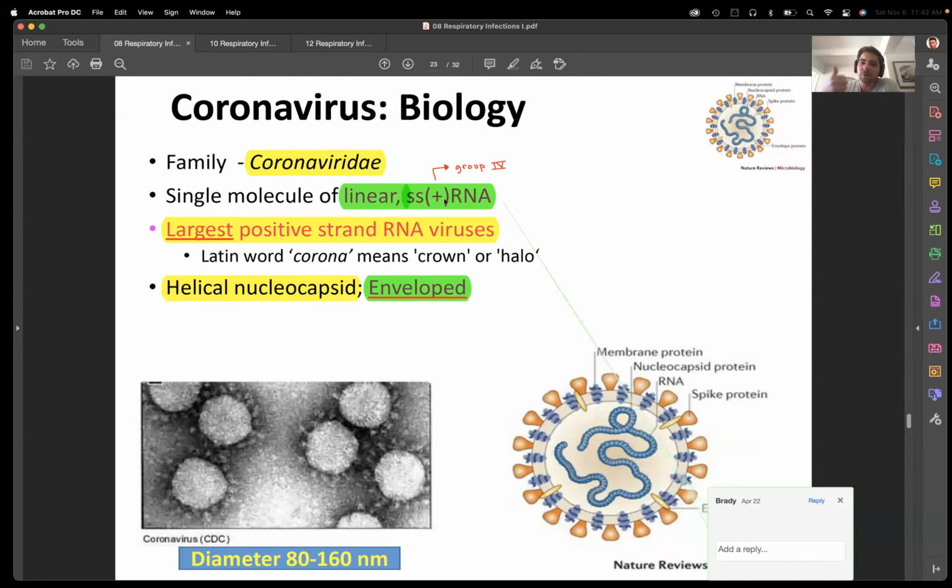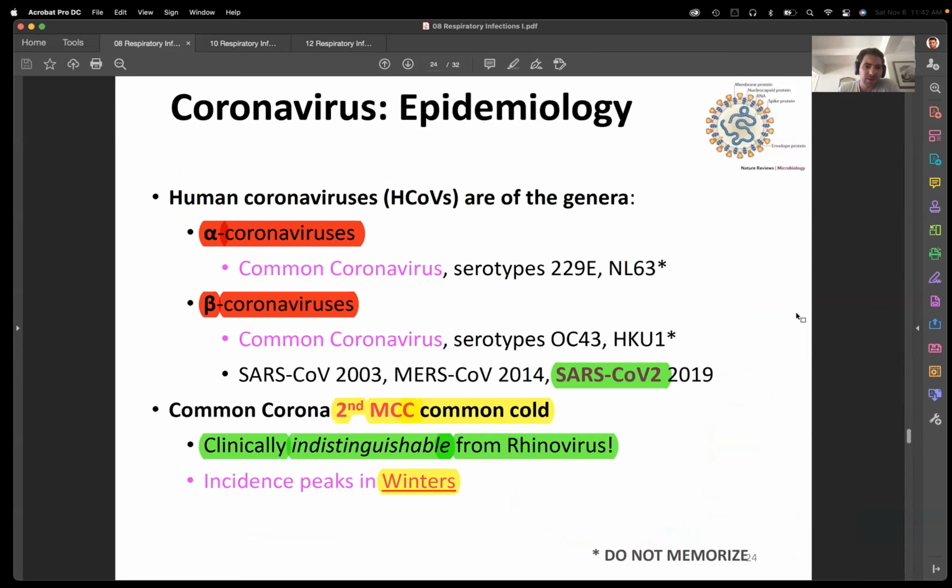This again, okay, so both rhino and this coronavirus definitely fall under single-stranded, so they're both group 4, so that's good. This one's enveloped versus icosahedral. And then we go into this.